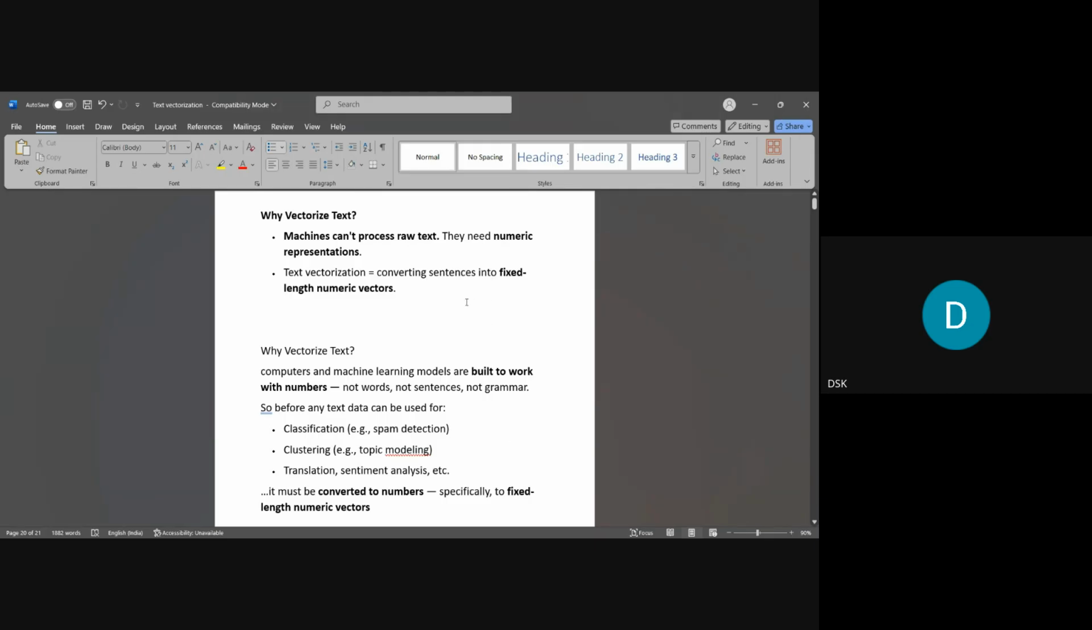Today's session is about TF-IDF vectorization. Basically, it is about text vectorization. So, why do you think that we vectorize text?